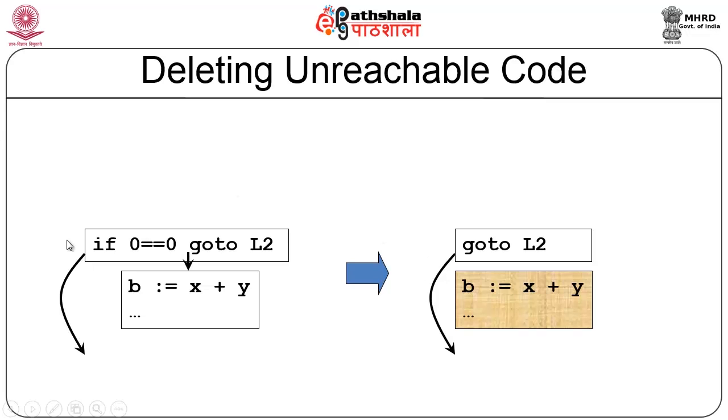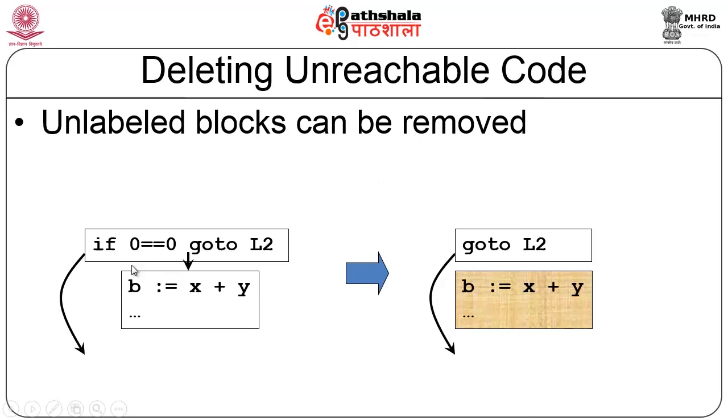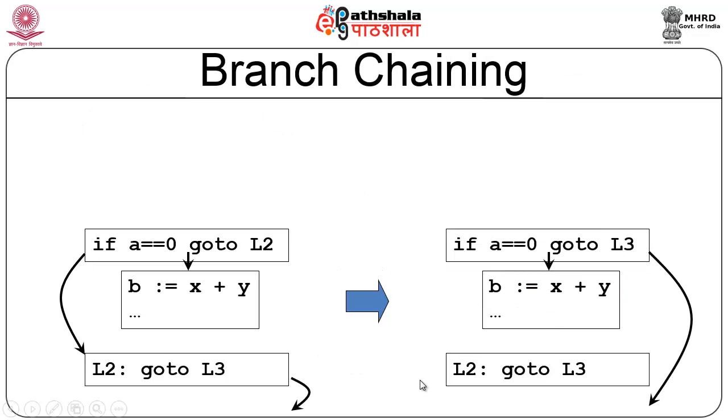So this again can be done only if I look through a small window, not bothering about whether something else is going to be computed already or not. The next one is, so unlabeled blocks can be removed. That is what we are trying to look at here. The next thing is called branch chaining. This is also going to be optimization based on flow of control.